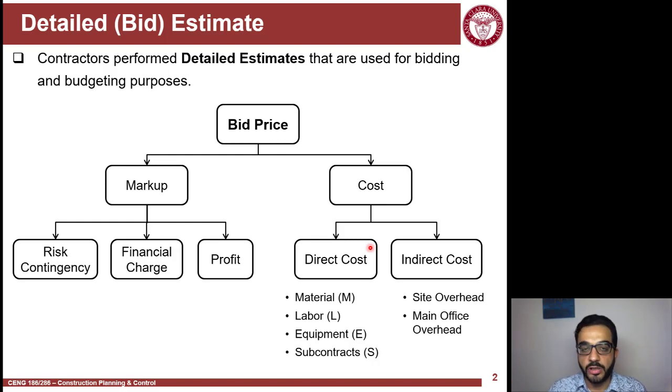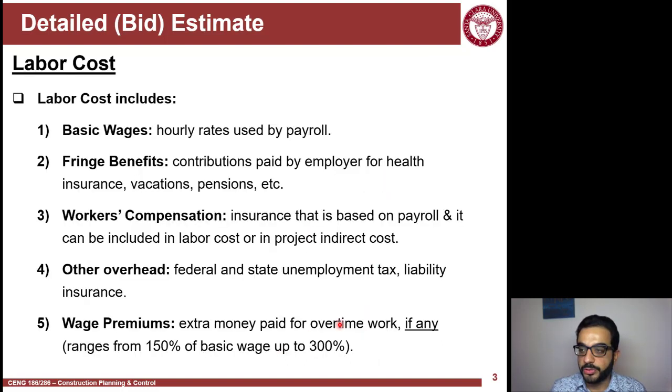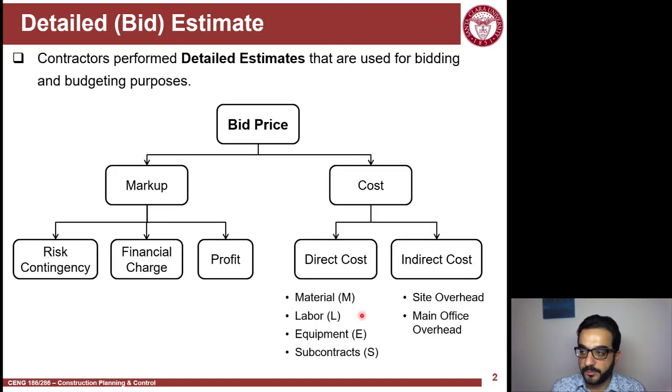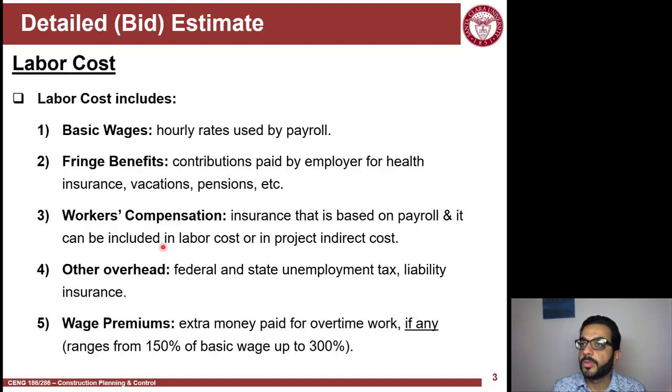So anything that I can directly relate to this excavation activity is called direct cost. Now there are costs that are indirect. We'll learn more about this, but from its name, it's something that you cannot directly relate to one of the activities on the site. Digging into direct costs, there is material, labor, equipment, and subcontractors. In this video, we'll learn about labor cost. This is the first component of the direct cost, which is part of the total cost, which is part of the bid price.